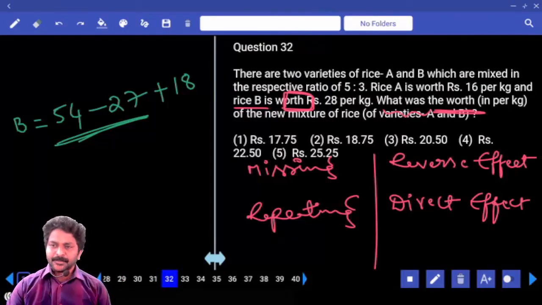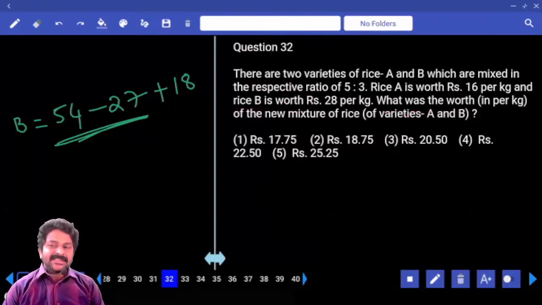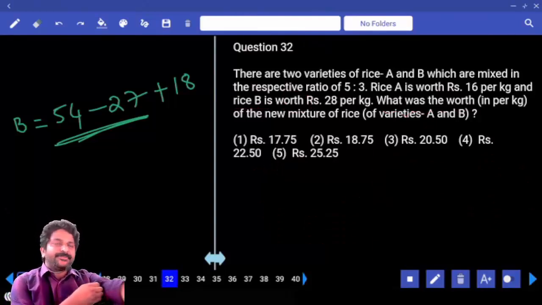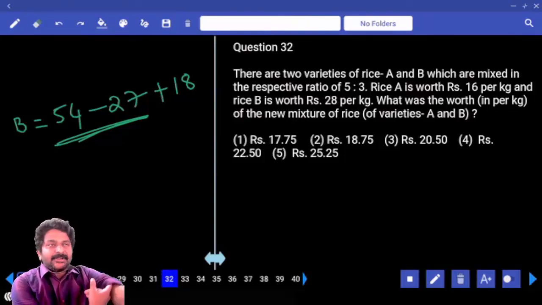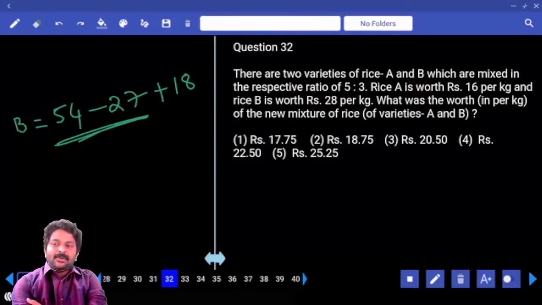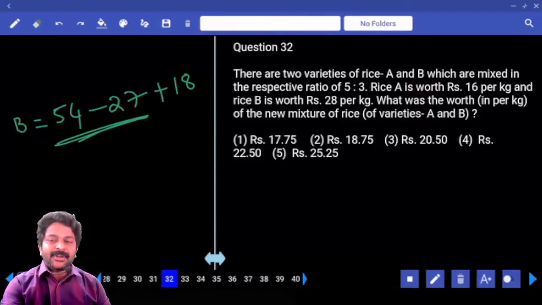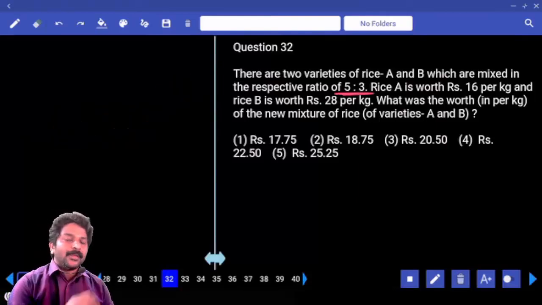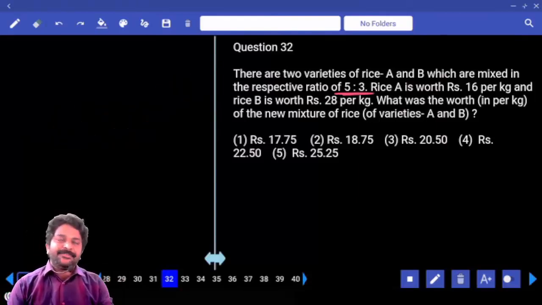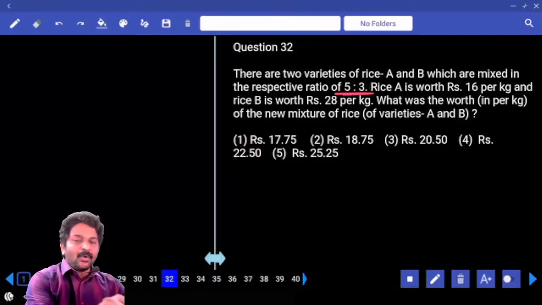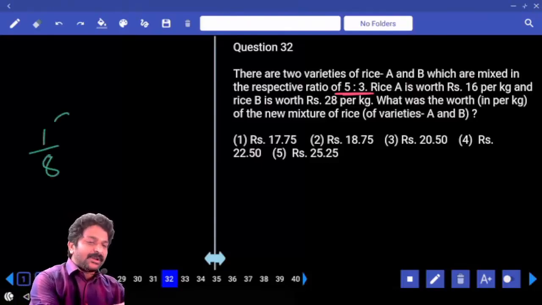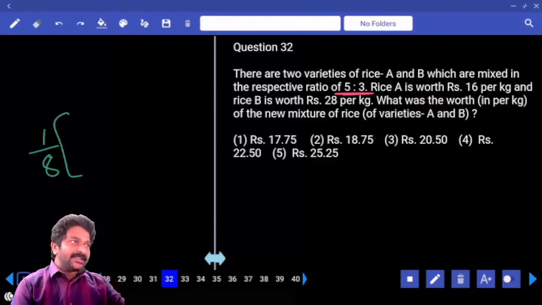Next, there are two varieties of rice A and B which are mixed in the respective ratio 5:3. Rice A is worth 16 rupees per kg, B worth 28 rupees per kg. What is the worth of the new mixture of rice? In what respective ratio are we mixing? So can we choose 5 kgs of the first variety and 3 kgs of the second variety? So total how many kgs do we have? 8 kgs. Overall, in the sense of average, it is 1 by 8, because we have 8 kgs.